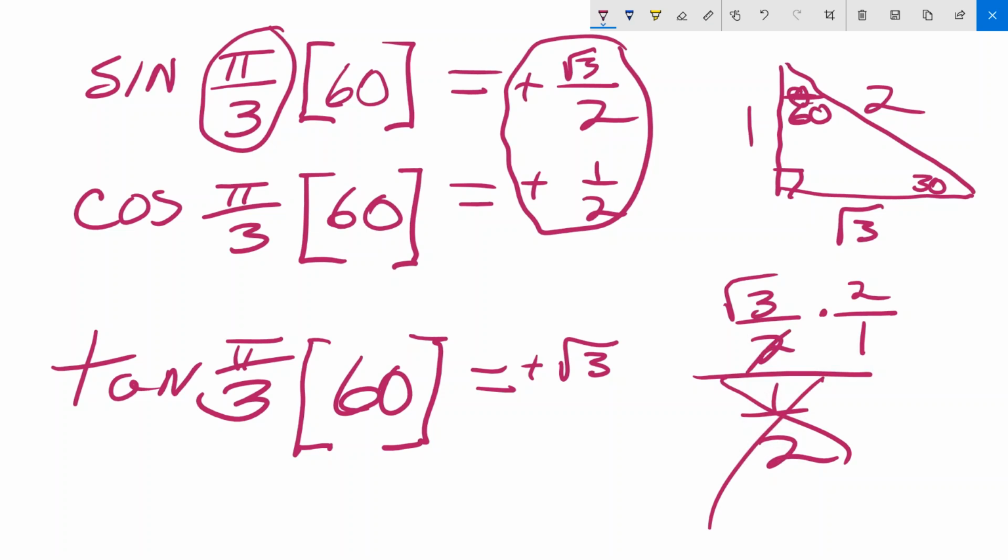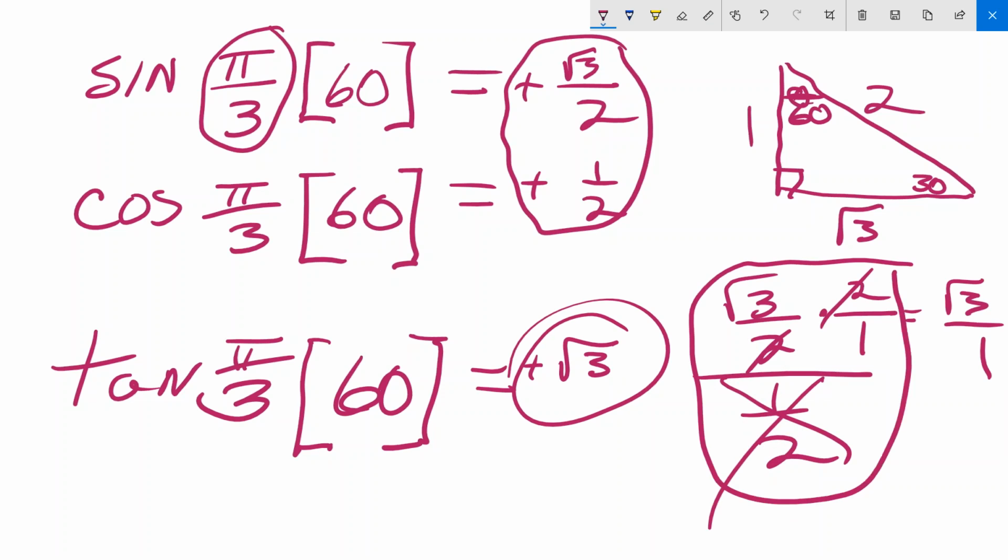Now notice the 2's cancel, and I'm left with root 3 over 1. Same thing I get doing it the other way. Only this is probably a little bit faster than drawing that triangle, labeling it, and figuring out what the tangent of 60 is.